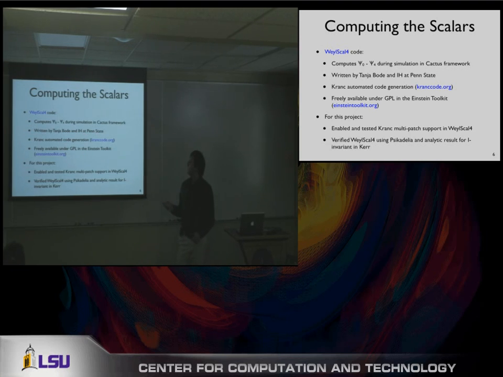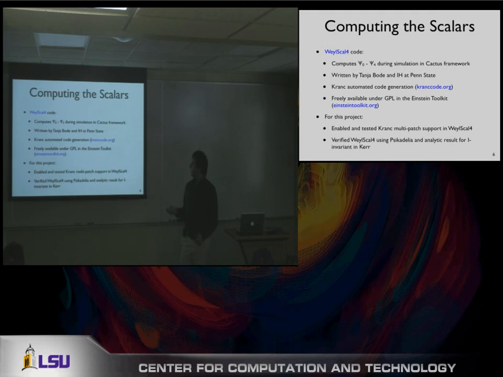So the code to compute these expressions is lots of contractions with Riemann tensors and tetrad vectors with lots of indices. It's kind of complicated. So we use automatic code generation, and this code is freely available. So if you want to use it, go to einsteintoolkit.org, find the code, download it, check it, and use it.